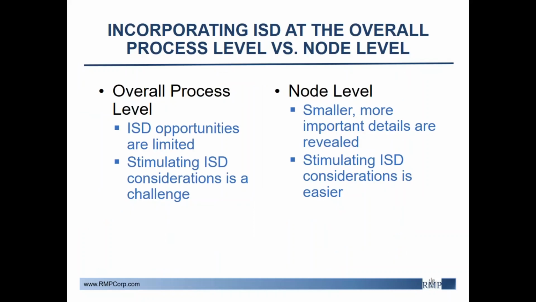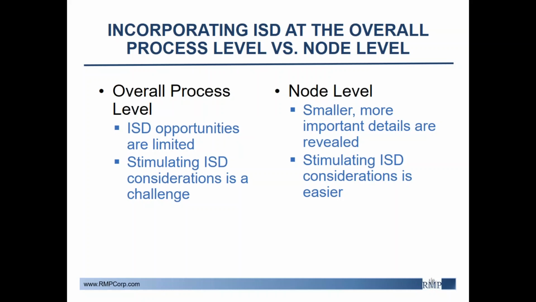So I have now discussed both methods of incorporating ISD and HAZOP studies. However, that begs the question, at what level of detail in your study should ISD be considered? So for both methods of incorporating ISD, this can be performed at the node level when you're examining a particular subsystem, or at the overall process level when you're examining the entire plant. But when examining ISD at the overall process level, however, the opportunities for ISD are limited as the overall process is simplified, and stimulating ISD considerations for the team presents more of a challenge for the facilitator.